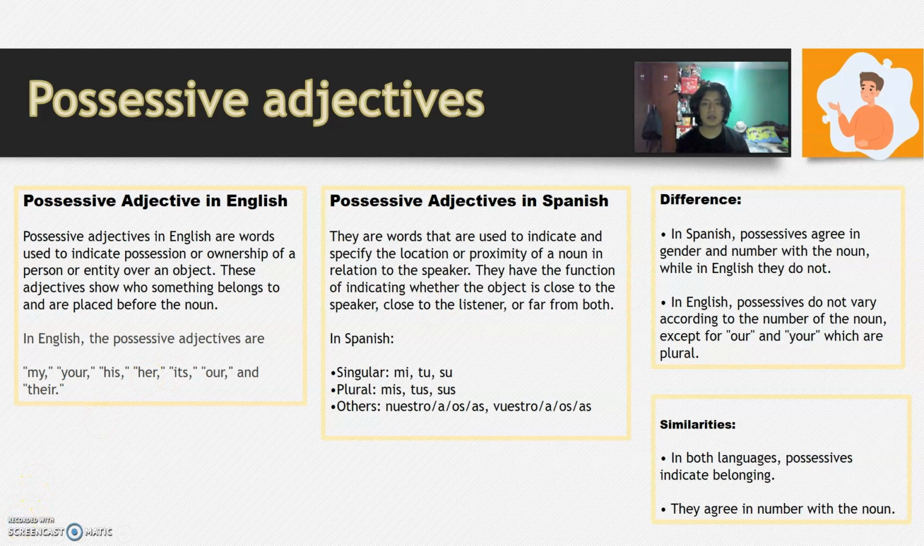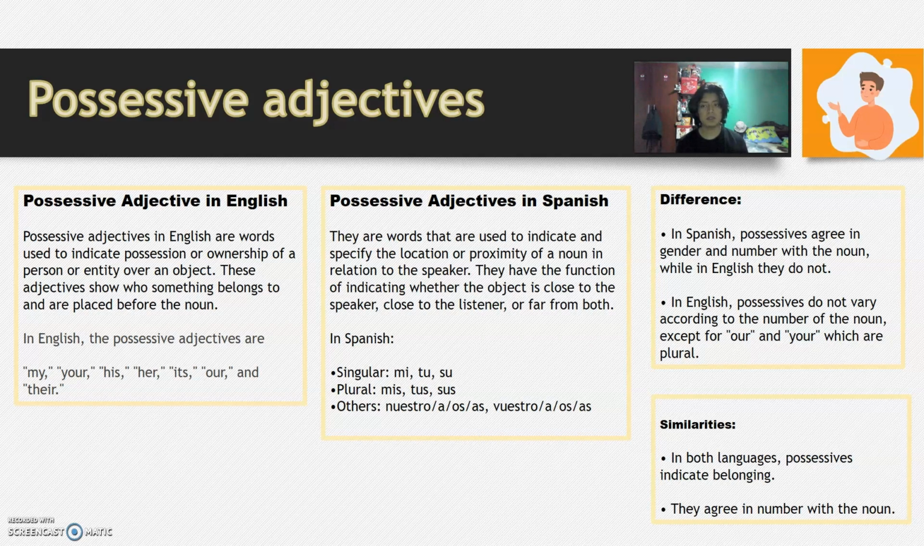Continue. The possessive adjectives in Spanish are words that are used to indicate and specify the location or proximity of a noun in relation to the speaker. They have the function of indicating whether the object is close to the speaker, close to the listener, or far from both. In Spanish, the singular form is mi, tu, or su. The plural form is mis, tus, or sus. And others are nuestro, nuestra, nuestros, or vuestro, vuestra, vuestros.